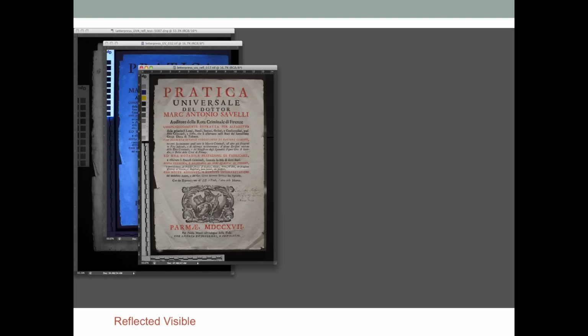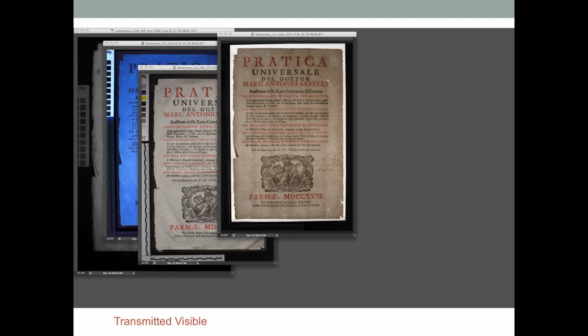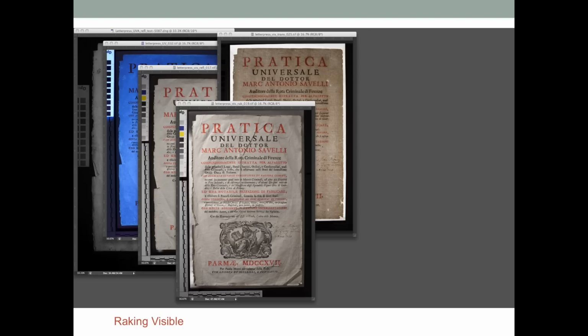This is standard photography, reflective visible light with a fairly even lighting. Pretty good standard documentation of the condition. This is transmitted visible, which with a paper document helps to look at the structure of the paper. You can see watermarks. In this case, you can see some of the losses, and the light's coming through the document. This is raking visible light.